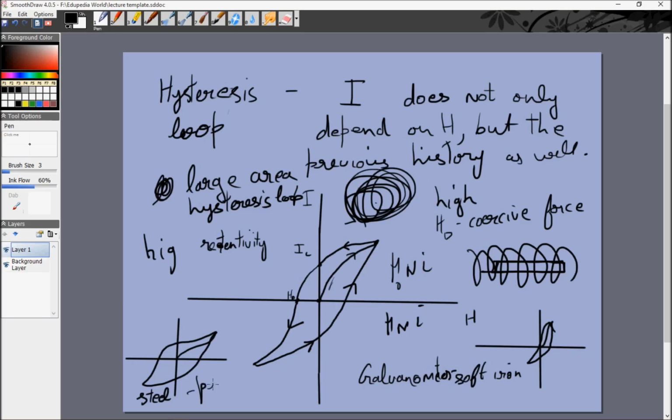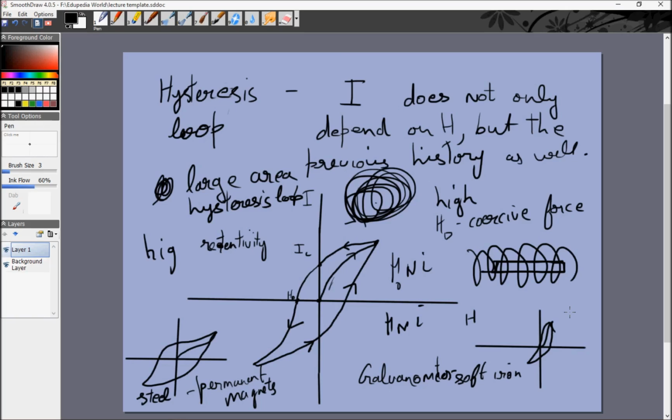Steel is used for permanent magnets or similar materials. When you want permanent magnets, you use a material like steel, which has a high retentivity and high coercive force. When you want a galvanometer, you use a material like soft iron, which has a low retentivity and low coercive force. That means that every loop it would lose less energy, right? And a galvanometer essentially works on a torque, right?